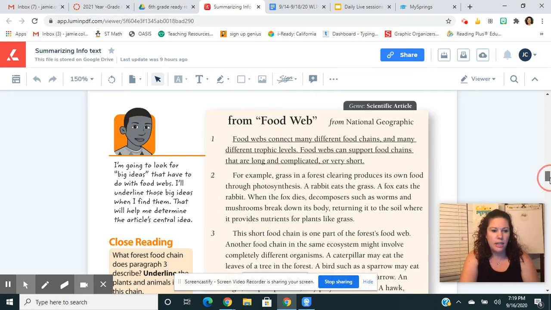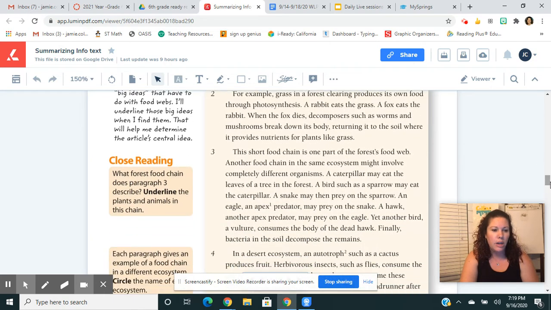Let's see. The next one says close reading. What forest food chain does paragraph 3 describe? Underline the plants and animals in this chain. Okay, so let's do that right now. Here's paragraph 3. They've labeled it for me. It says this short food chain is one of the forest food web.